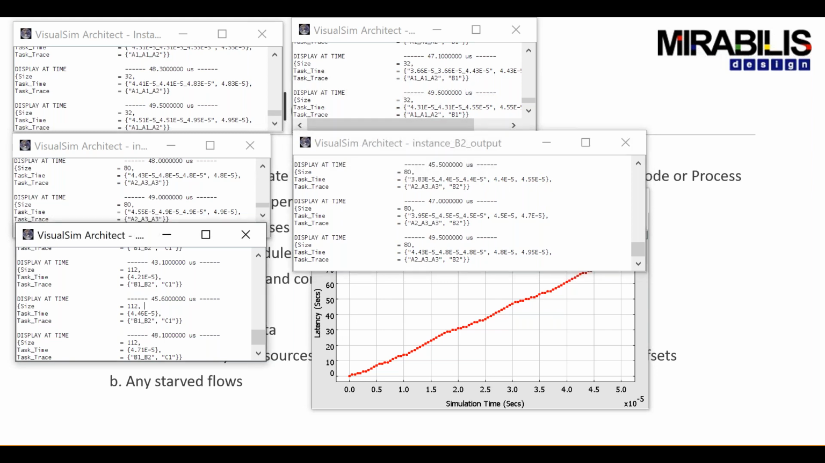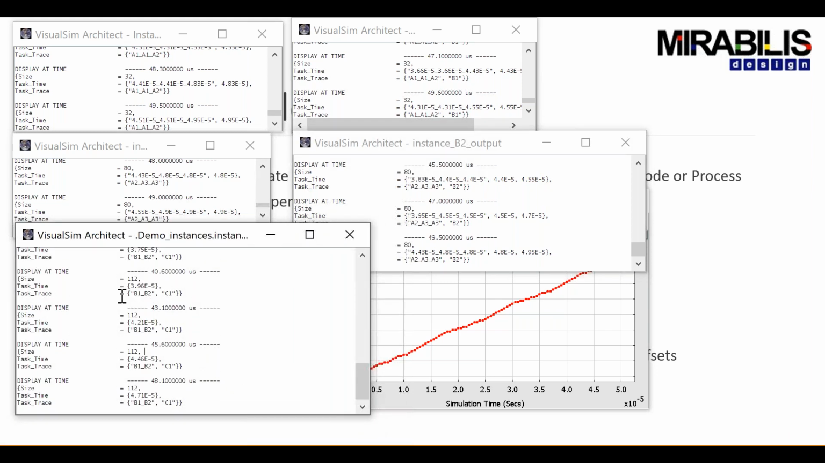When I look at this one, you can see this is B1, B2 that's feeding into C1 over here. It tells you what time it arrived at C1. So using this, I can start determining at what time I'm getting each one of these tasks, and then work my way backwards to understand where my bottlenecks are. Now, going back to the model.